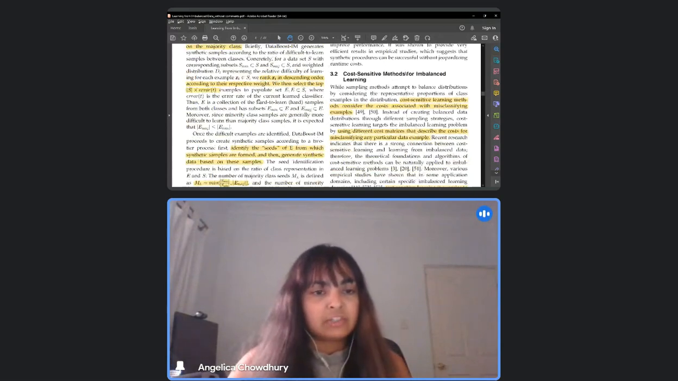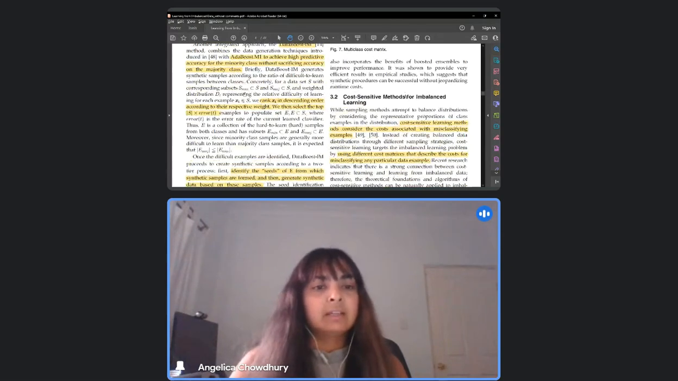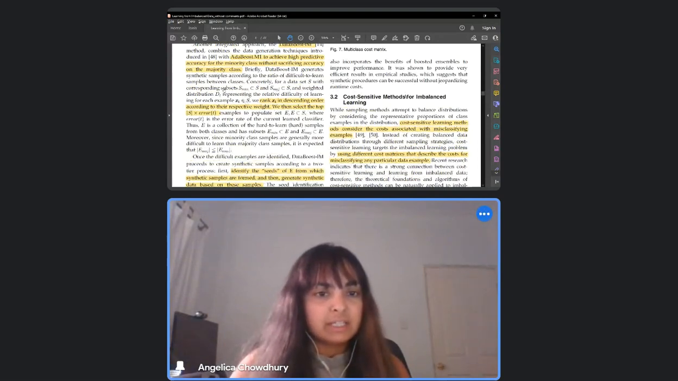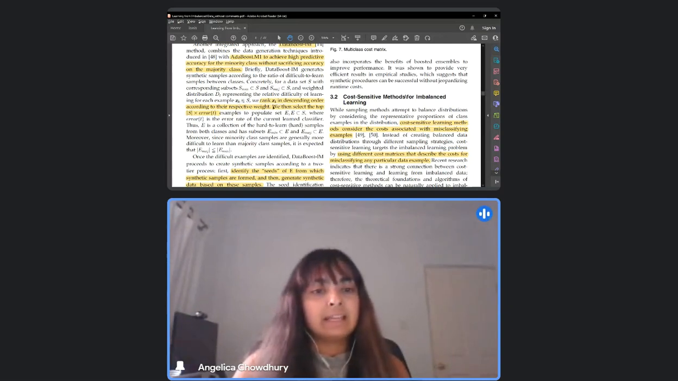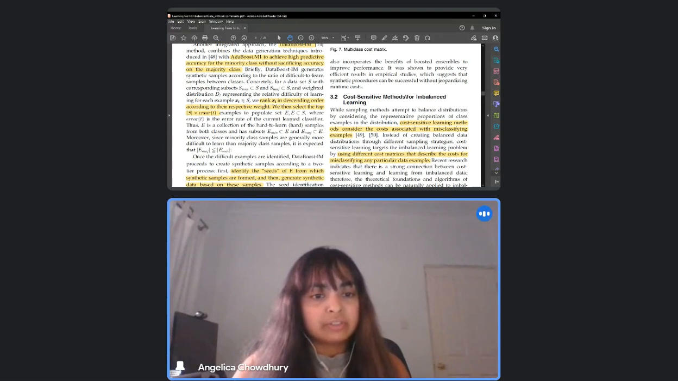In this case, the notations are saying that S-min is the minority class examples, S-major is the majority class examples. There is something called a weighted distribution DT. It represents the relative difficulty of learning for each example xi that belongs to S. We rank these xi's in descending order according to their respective weight. We then select the top S times RT examples to populate the set E.